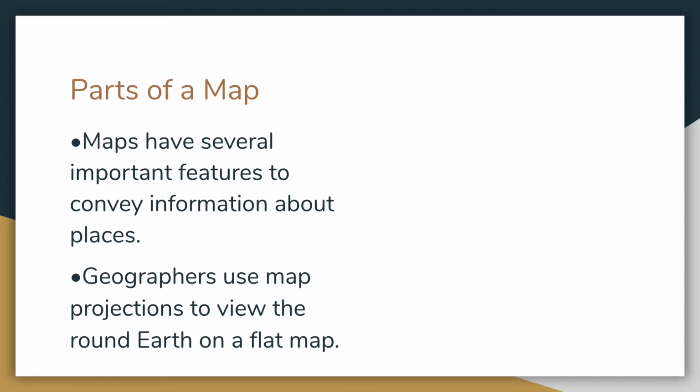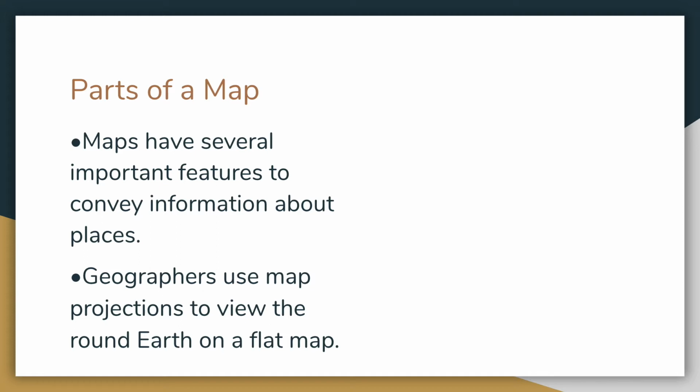Parts of a map. Maps have several important elements or features. These features are the tools that convey information. The map title tells what area the map will cover. It also identifies what kind of information the map presents about that area. The key unlocks the meaning of the map by explaining the symbols, colors, and lines.